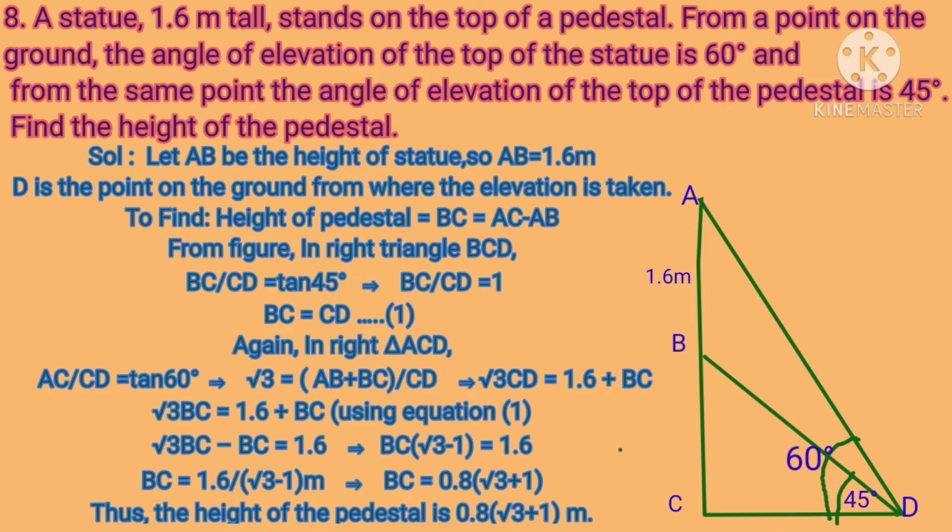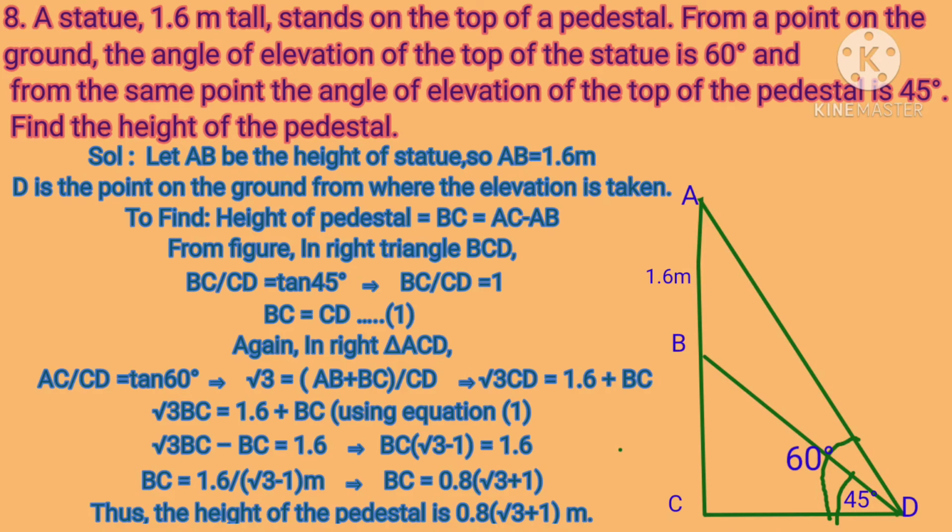Now in right angle triangle ACD, AC by CD is equal to tan 60 degree. So put the values. Tan 60 is root 3 is equal to AC is AB plus BC by CD. So under root 3 CD will come to this side, 1.6 plus BC. So AB is 1.6 plus BC. So we will get root 3 BC. BC and CD are same, so replace CD by BC. So it is equal to 1.6 plus BC.